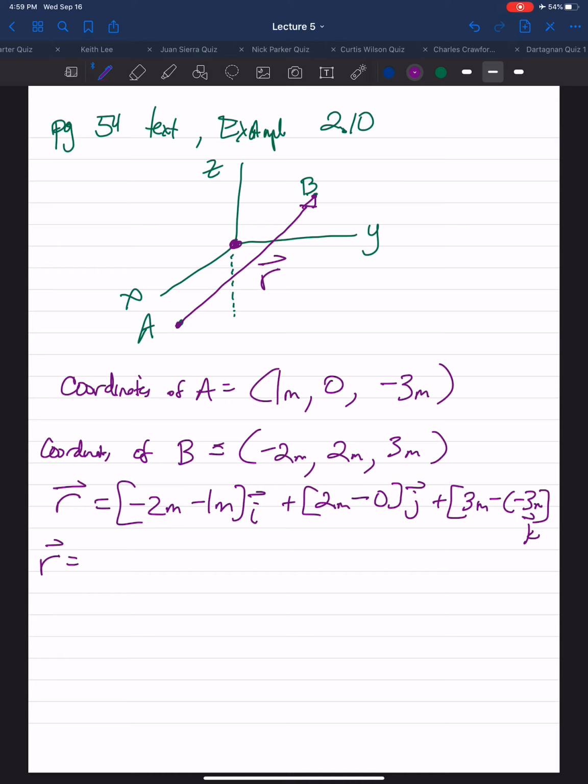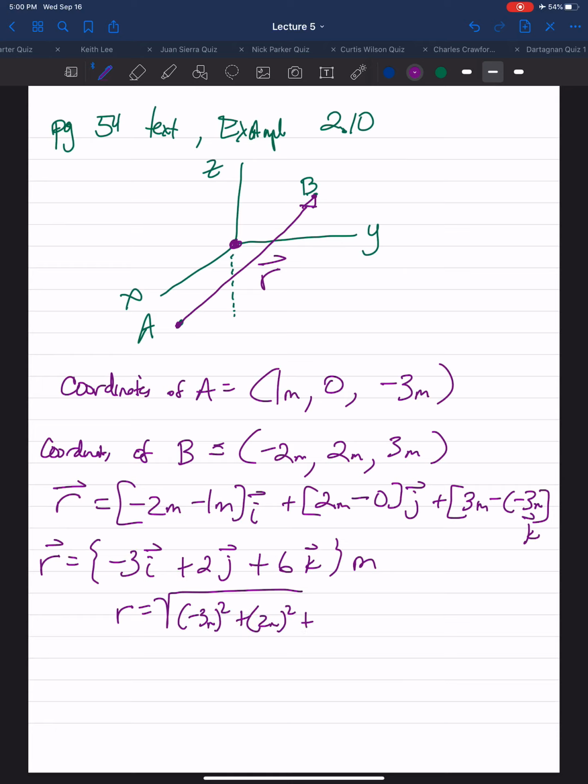Simplifying that, you get your position vector is -2 minus 1, which is -3i. 2 minus 0 is +2j. And 3 minus a -3 is +6k. And therefore, the length of the rubber band is just the magnitude of the position vector r. So it's the square root of -3 meters squared plus 2 meters squared plus 6 meters squared, and you get 7 meters.